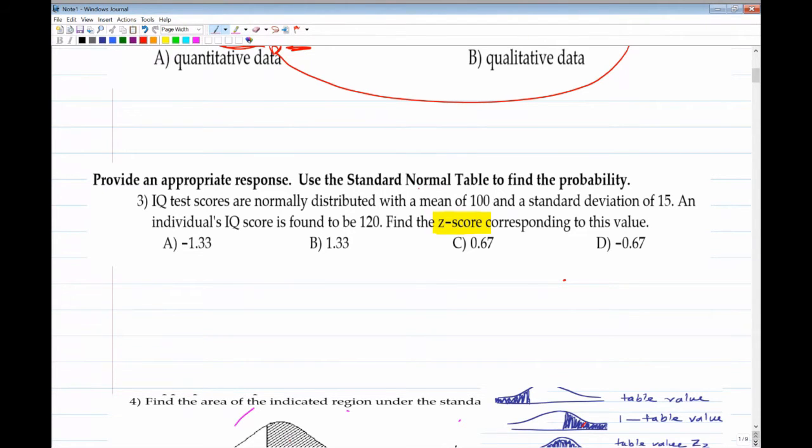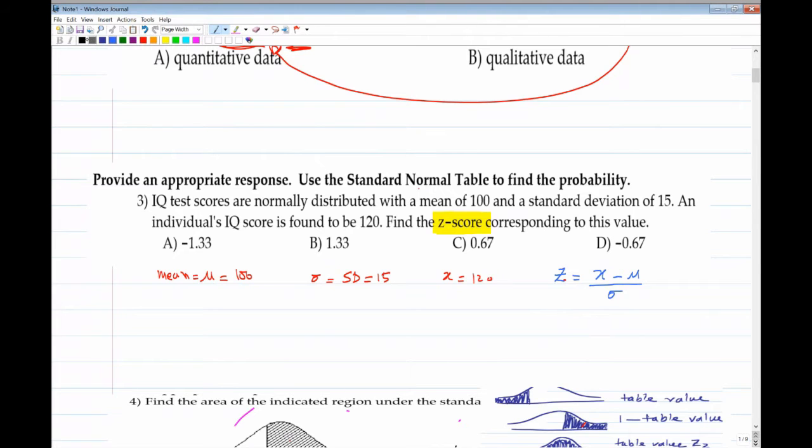IQ test has a mean. We're going to say the mean right here, which is the letter mu, is equal to 100. We have a standard deviation equal to 15, and it's an individual IQ score found, so X will be 120. Now we need to go back to the formula sheet to find the formula for the z-score. The z-score is equal to X minus the mean divided by the standard deviation.